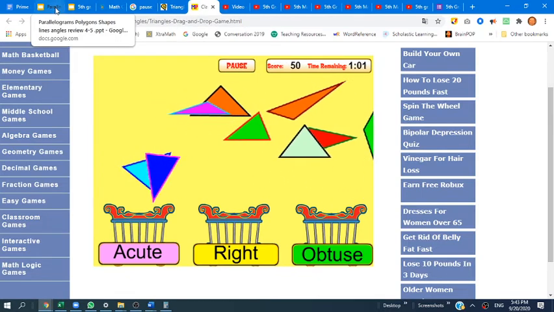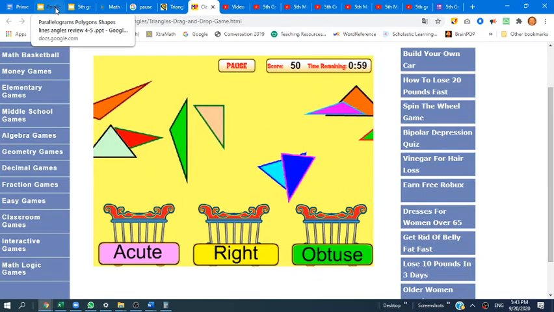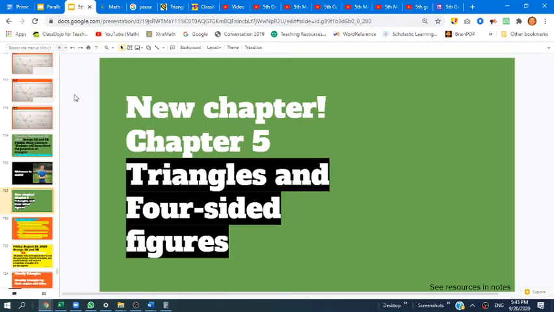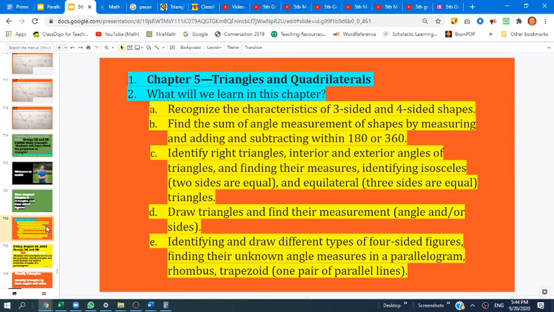These links will be inside of the video for today. Okay, so let's actually go back to the chapter. We're going to be learning all about triangles and four-sided figures. These are the objectives for the class period for today. I'm not going to read all of them. I'm just going to read the first one. Today we're going to recognize the characteristics of three-sided and four-sided shapes.